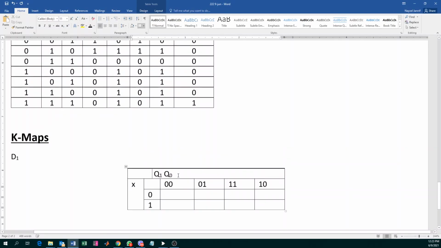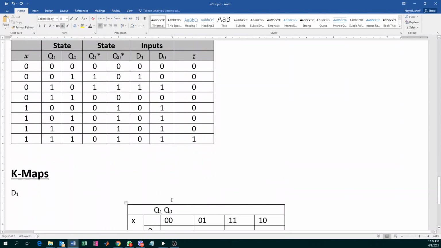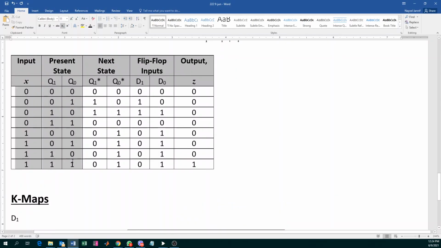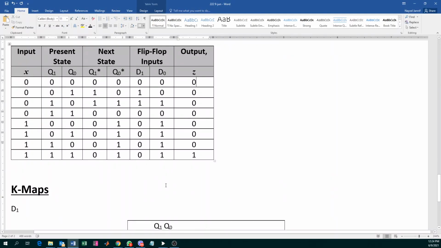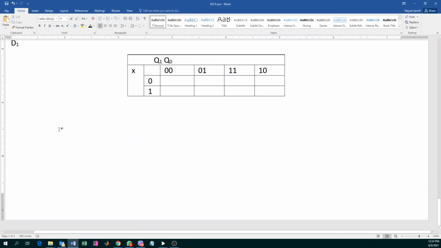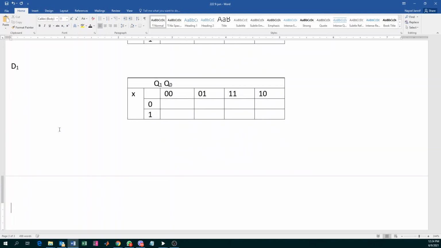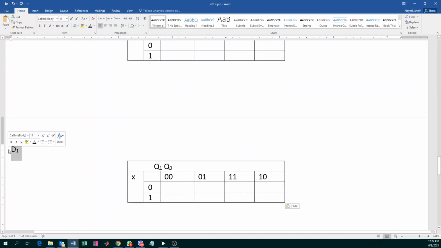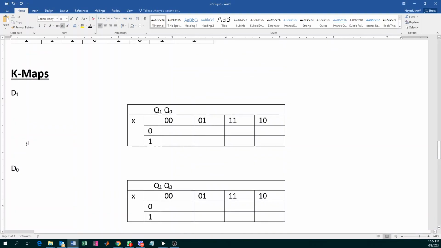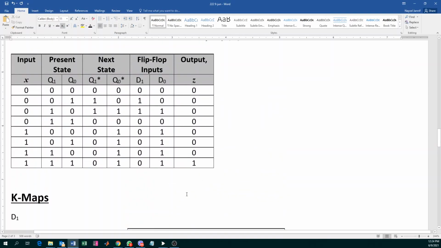Okay, right. So now help me out over here. Let's populate this Q1, Q0, right? Let's look at these columns over here, right? What do we have to draw? We have to draw the Karnaugh map for D1, the Karnaugh map for D0, and the Karnaugh map for Z, right? So let me just paste this twice. Okay, that's Z, that's D0. There we go.